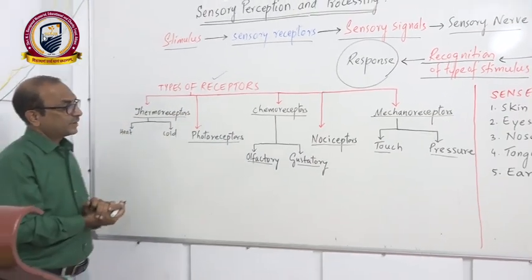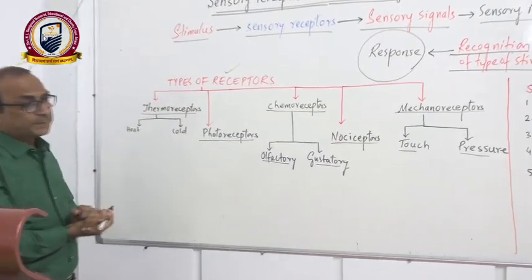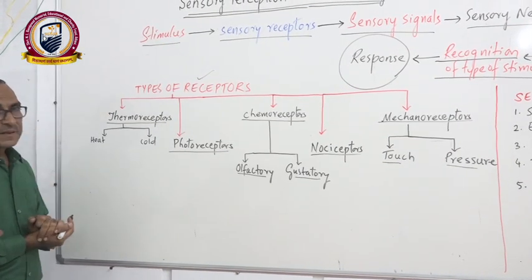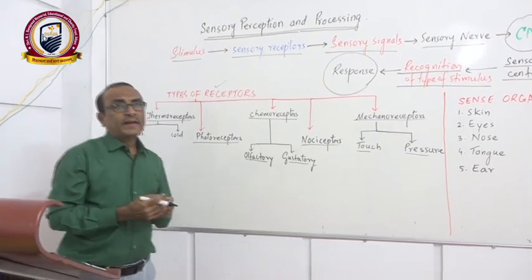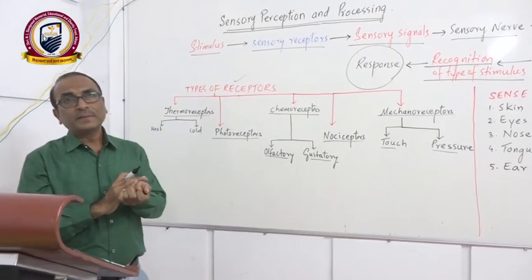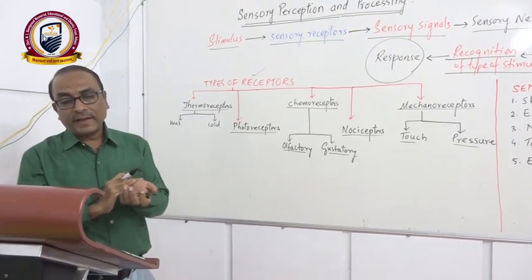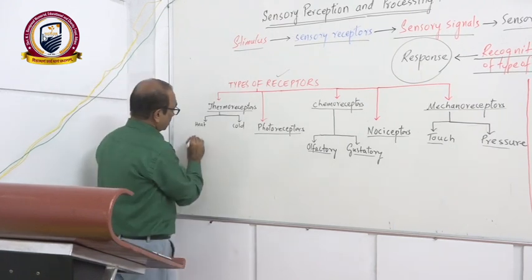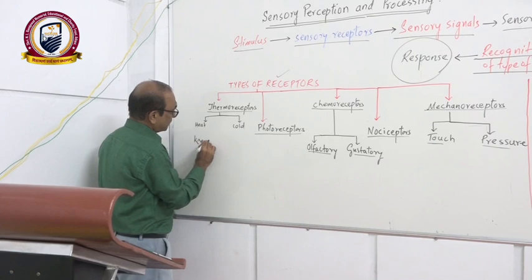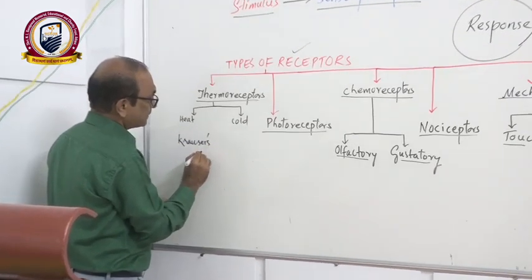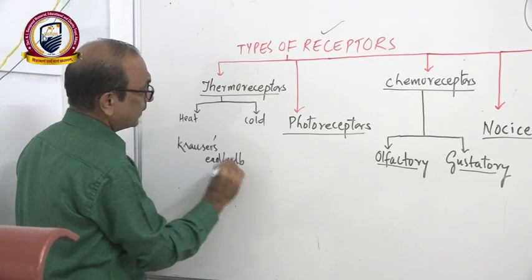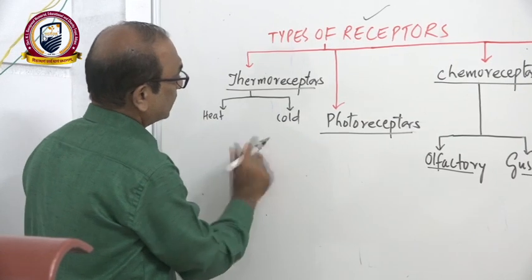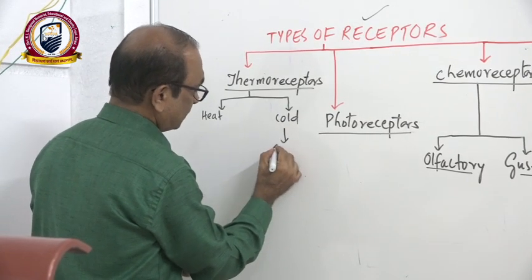Now let us take up each of these types of receptors. In thermoreceptors, heat receptors and cold receptors are there, located at the fingertips and in the skin just below the epidermis. And we know that the cold receptors are called Krause's end bulbs. So these are the cold receptors.